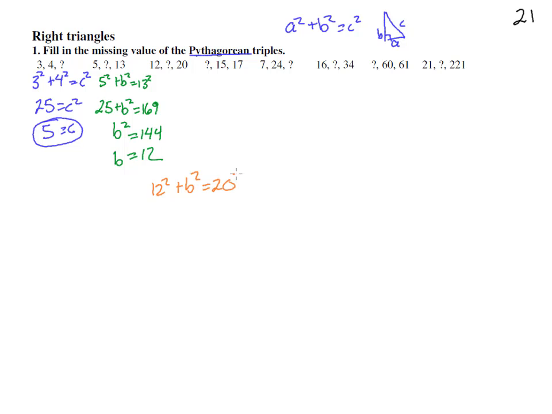On the next one, we have 12 squared plus b squared equals 20 squared. So 144 plus b squared equals 400. Subtract that and we get b squared equals 256. We know what that is. B is going to be 16. So 12, 16, 20. Notice that that's just multiplying a 3, 4, 5 by 4.